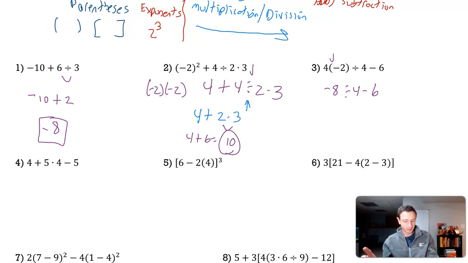Now still going left to right, I have negative 8 divided by 4. Negative 8 divided by 4 is negative 2 minus 6. Negative 2 minus 6 is really negative 2 plus the negative 6. So that's going to be negative 8. So negative 8 on that one.